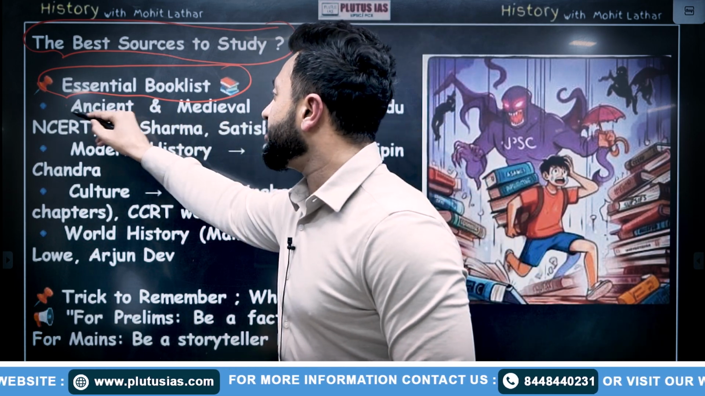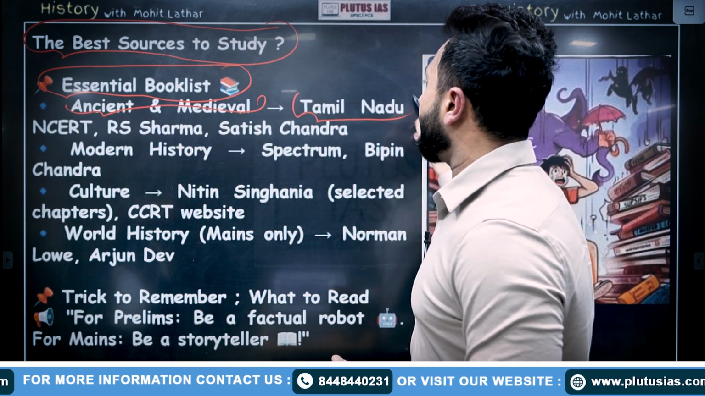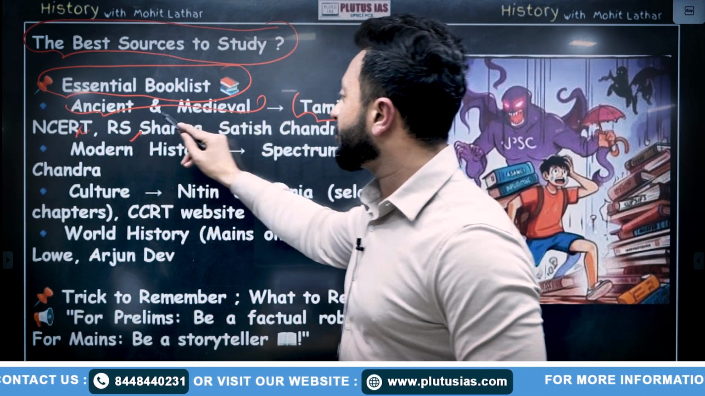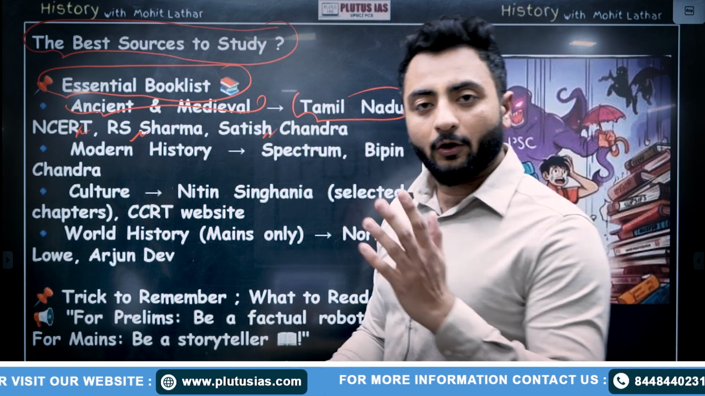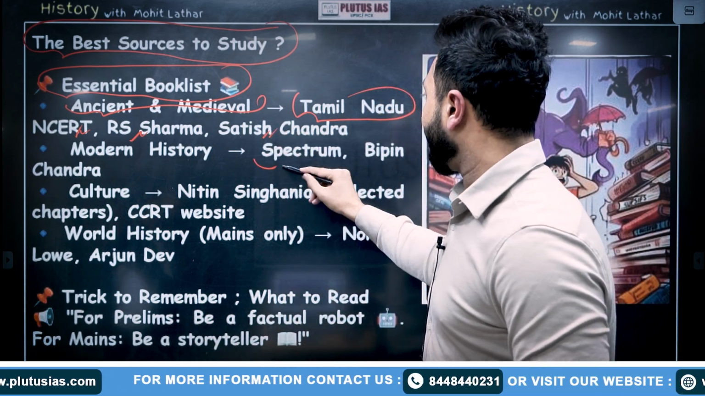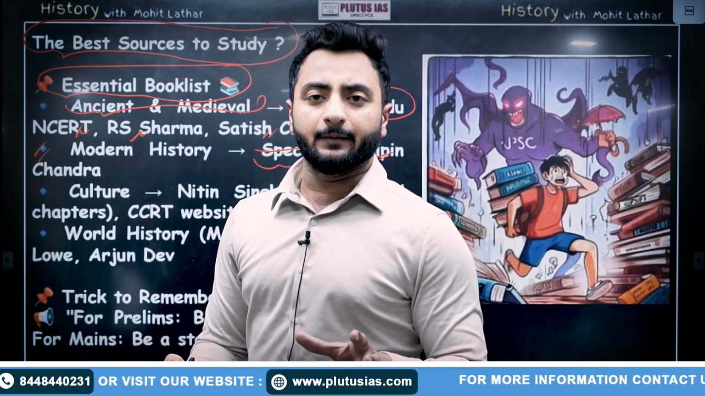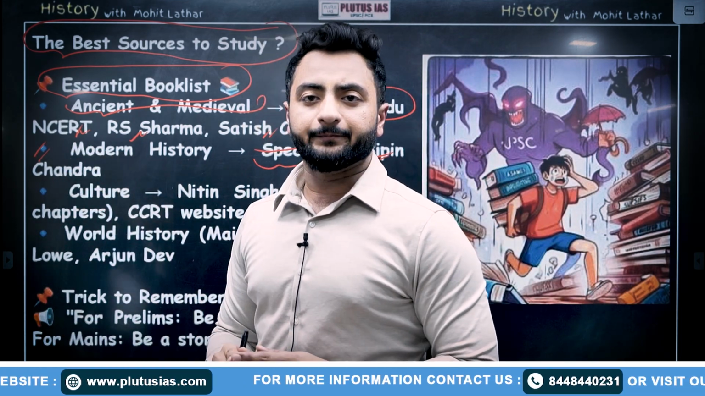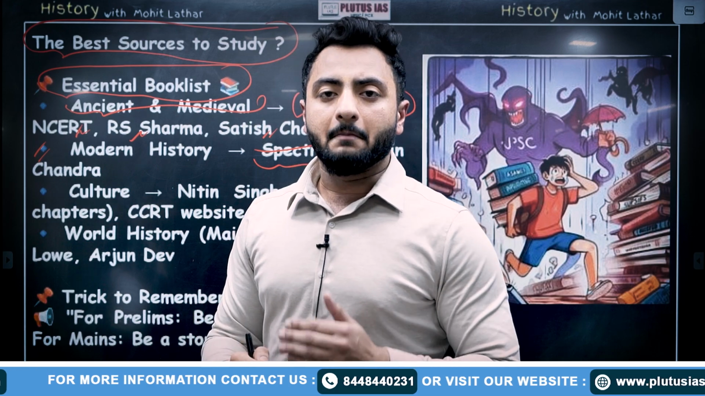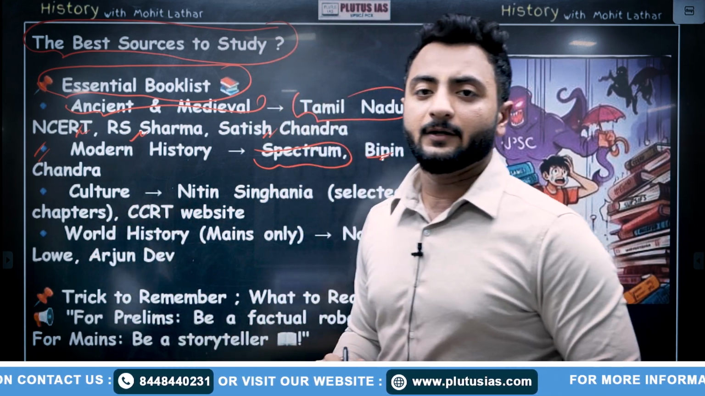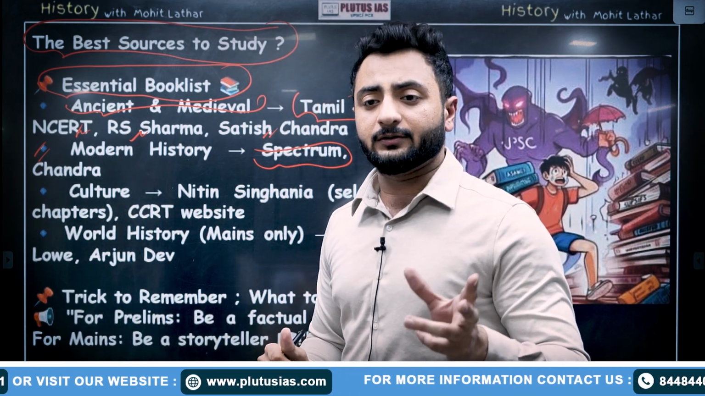Now, for ancient and medieval, we follow Tamil Nadu NCERT, R.S. Sharma, Satish Chandra. For modern history, you can cover the Spectrum book and Bipan Chandra, because the majority of your syllabus gets covered in these books. We must focus on multiple revisions from these books themselves, rather than going for multiple sources.